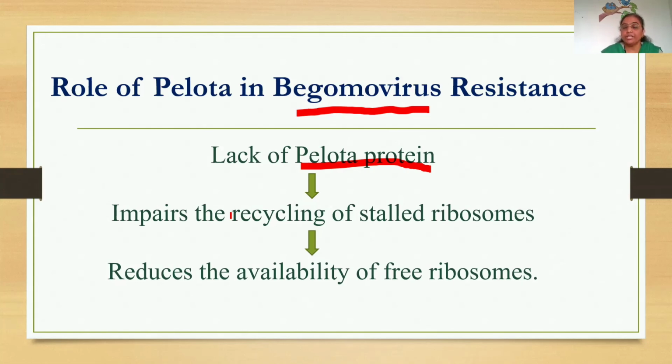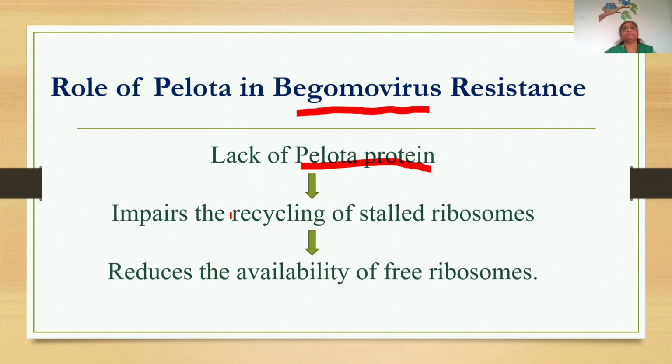Now in the cell, there is no presence of free ribosomes. What do you think will happen in the cell? Will there be efficient translation? No, there will not be efficient translation. Why? Because the ribosomes are not available for translation. They are engaged in translation and are not recycled at all.